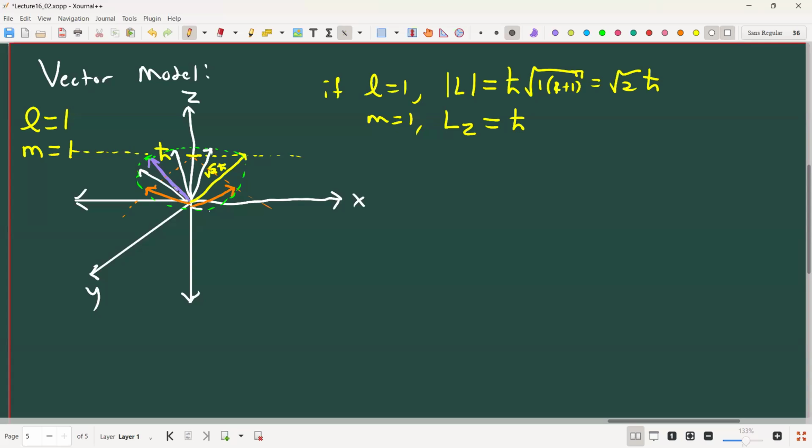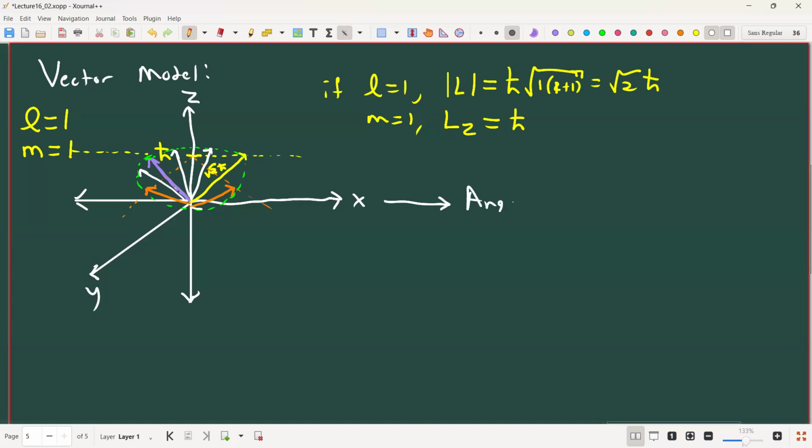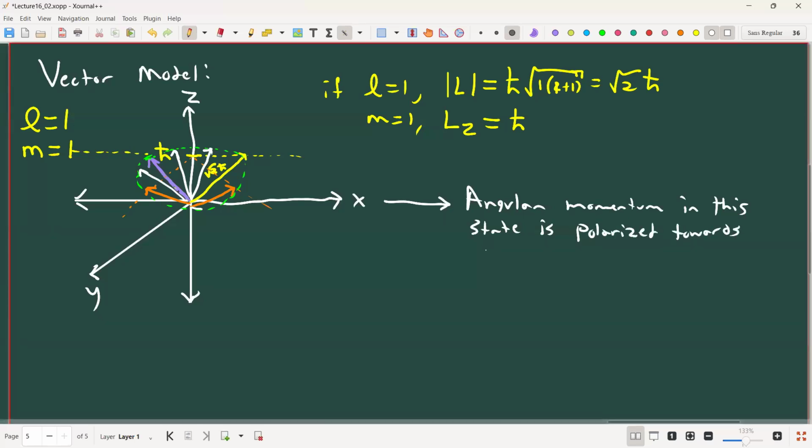Right, and so this means that in general, the angular momentum in this state is polarized towards the z-axis, or towards z positive. And remember, if the angular momentum vector is here, the axis of rotation is perpendicular to it. So if the vector is like this, the electron in some sense is orbiting in this direction around the z-axis. So the actual rotation of the electron is around the z-axis.